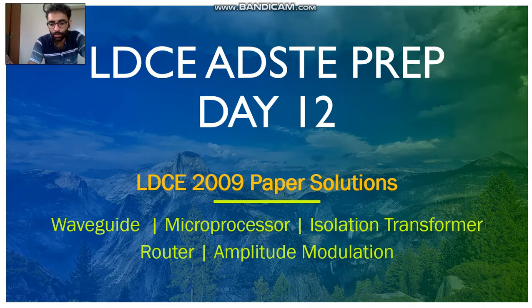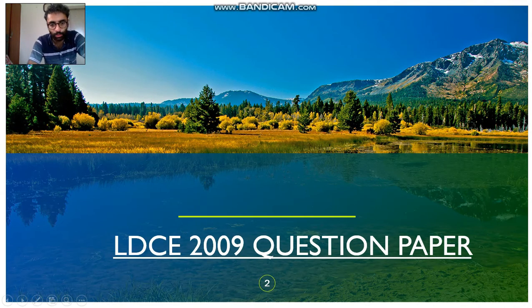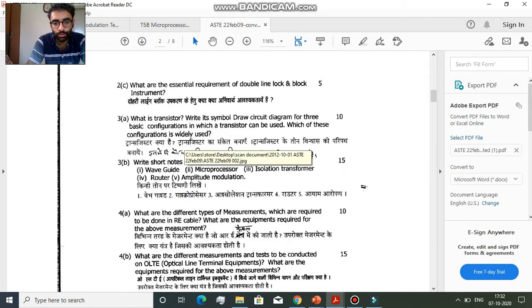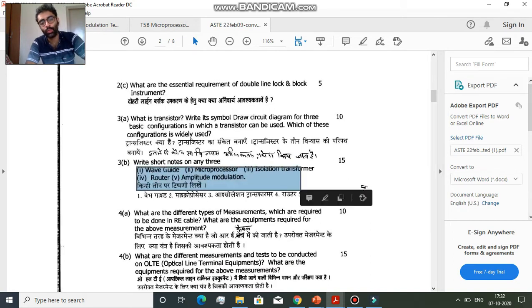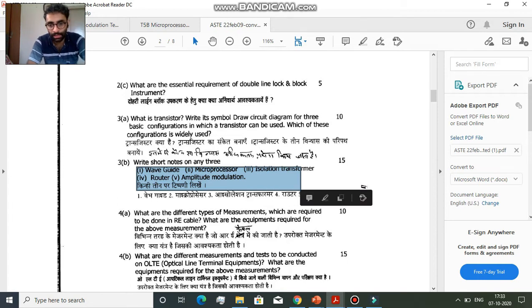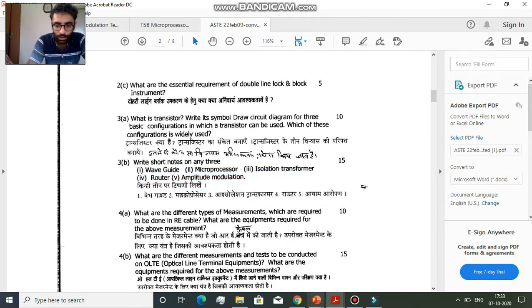So without any further ado, let's go to the question paper first and have a look at the exact question. Here is the question: write short notes on any three: waveguide, microprocessor, isolation transformer, router, and amplitude modulation. This question carries 15 marks and you have to write short notes on any three of these 5 topics, and each short note carries 5 marks, as is very evident from the marking scheme itself. Okay, so let's go to the first topic.